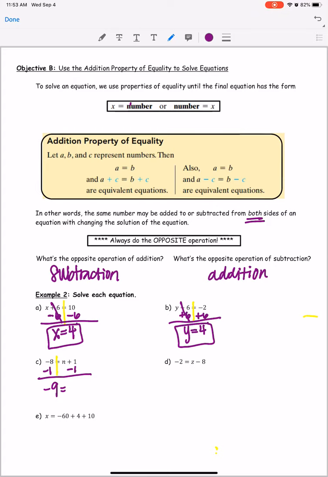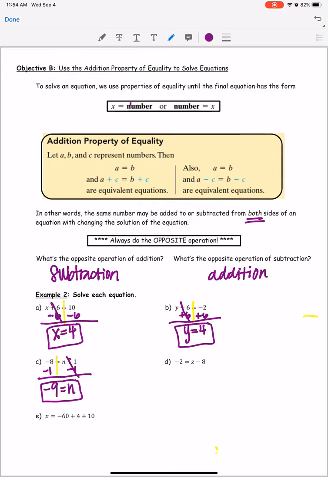One minus 1 is 0, so that cancels out, and so then I'm left with my n. So I got my variable by itself. Okay, so now this one's in the form of a number equals your variable. Same thing on D. We got -2 equals z minus 8.